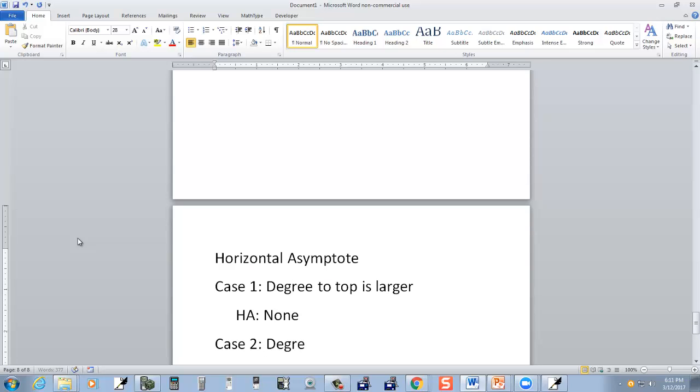Case 2, the degree of the top. As far as I get older, I write more and more like Yoda off of Star Wars. I don't know if I sound more and more like him.